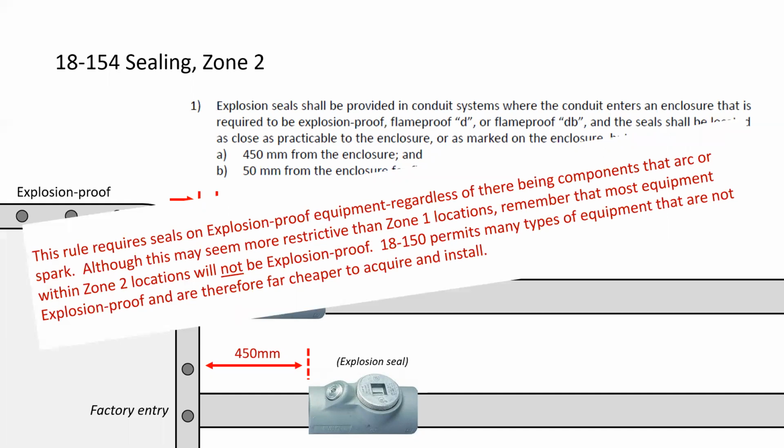This rule requires seals on explosion-proof equipment regardless of there being components that are arcing or sparking. This may seem more restrictive than Zone 1 locations, if you remember back to some of the previous rules. But remember, most equipment within Zone 2 locations will not be explosion-proof. 18-150 permits many types of equipment that are not explosion-proof and are therefore far cheaper to acquire and install.